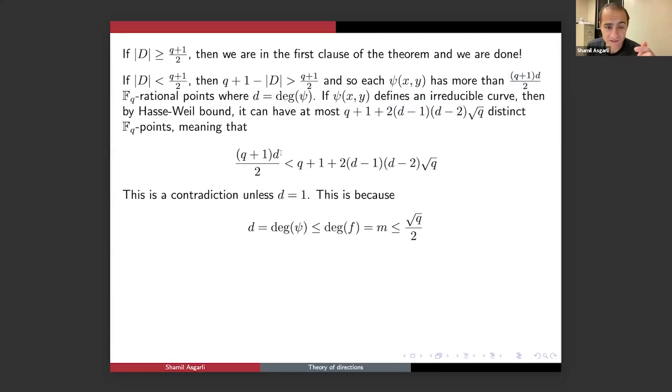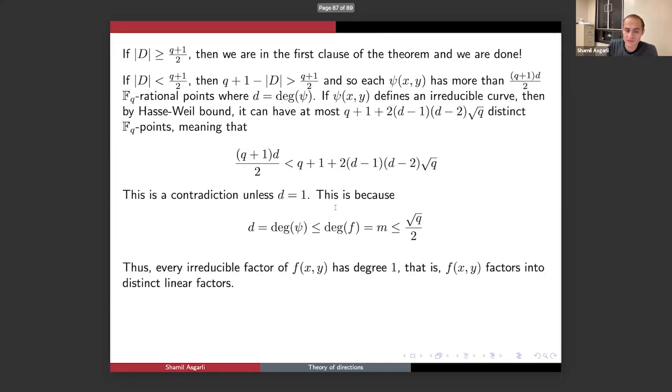Because notice if d gets larger, this is bigger than this. This grows like the square root of q, but this is linear in q with a coefficient bigger than d. So there's a contradiction unless d is equal to 1. So the conclusion is that every irreducible factor must in fact have degree 1, because d was the degree of an irreducible factor of f. That means that f of xy in fact factors into distinct linear factors.